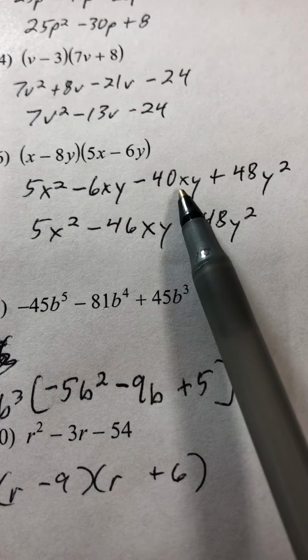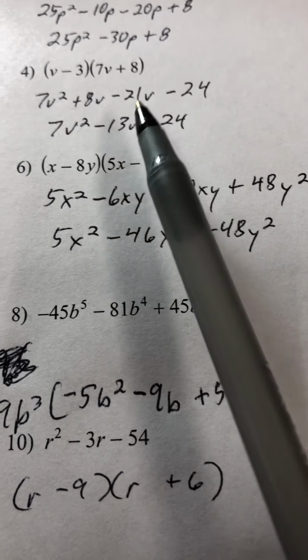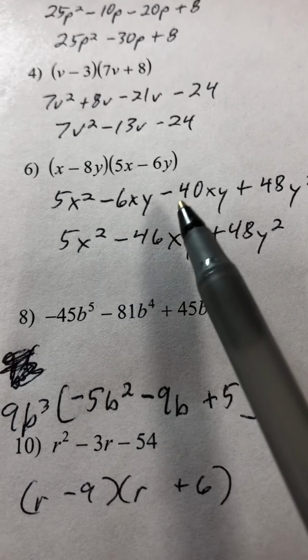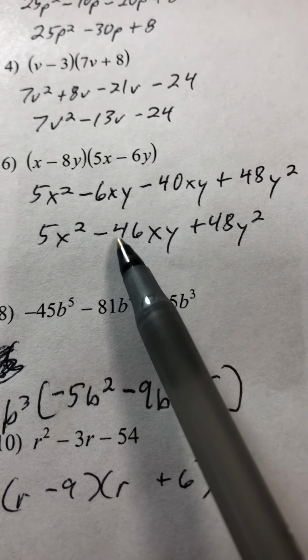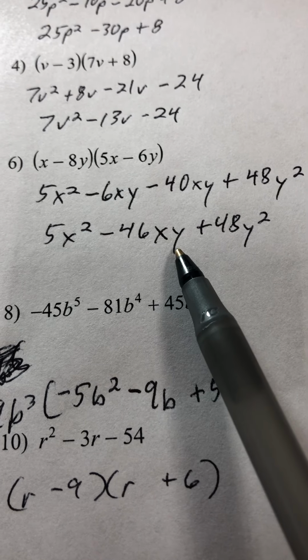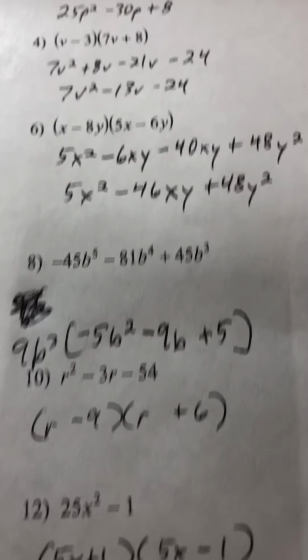I can combine these like terms, and they're in the center. Notice the pattern. They've always been in the center. So I combine these like terms. Negative 6 minus 40 gives me a negative 46xy. I bring everything else down, and there you have the final answer.